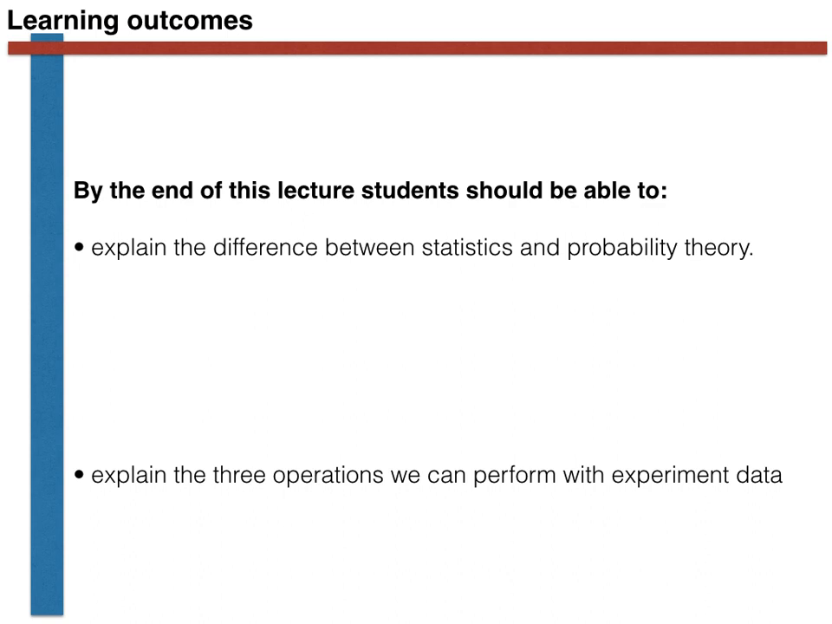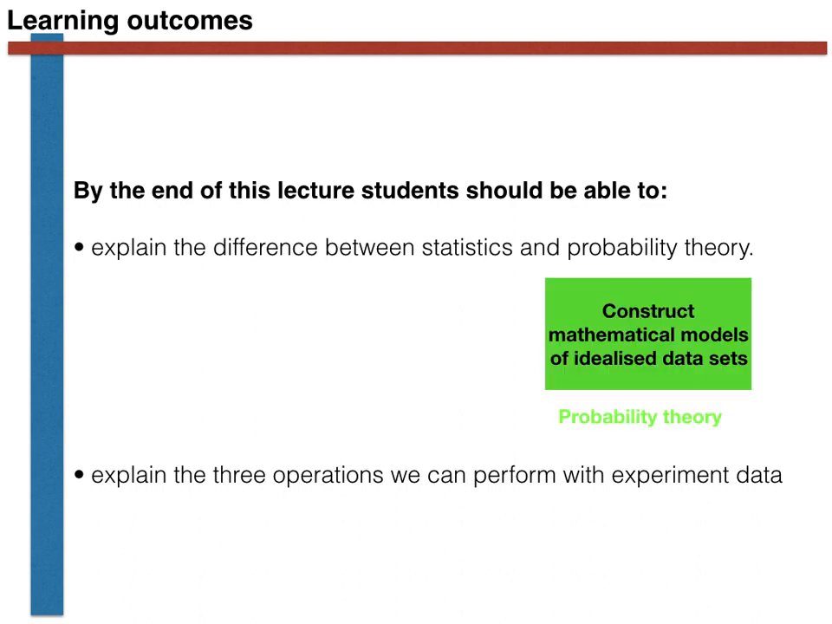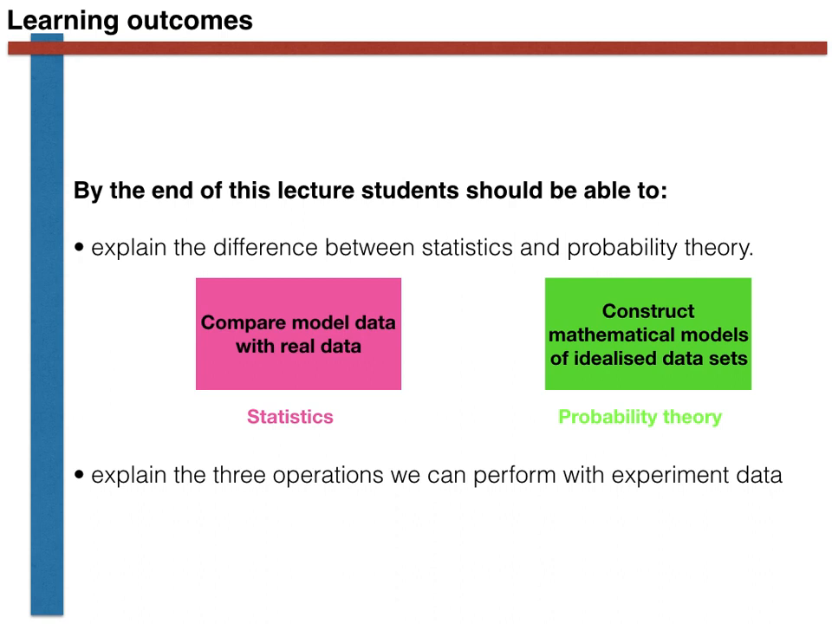To summarize then, this module has two parts, a part about statistics and a part about probability theory. Probability theory is about constructing mathematical models for idealized datasets, and we will spend the first semester studying this. The statistics part, meanwhile, which will be introduced in the second semester, is concerned with comparing model data with real data, and thus with understanding the nature of reality.